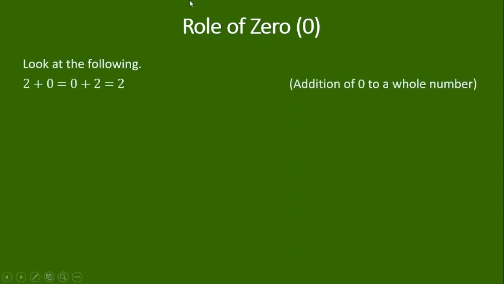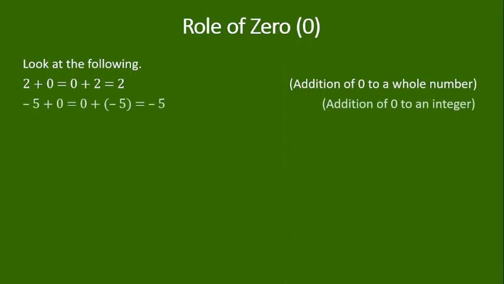So let us start with the role of 0. Now look at the following equations. Here you can see 2 plus 0 is equal to 0 plus 2. So equal to how much? 2. Here 2 is a whole number and 0 is also a whole number. So if we are adding 0 to a whole number, we are getting the same whole number. So addition of 0 to a whole number leads to the number itself.